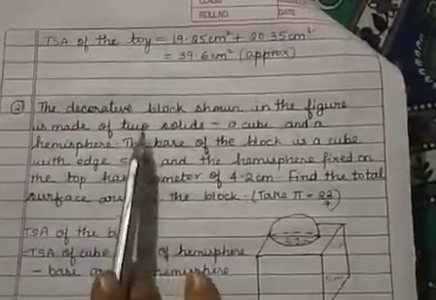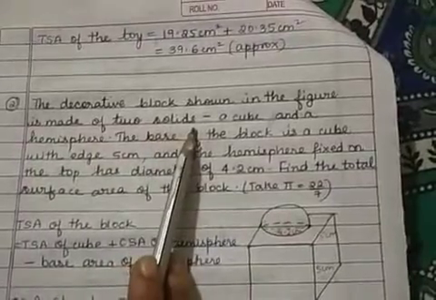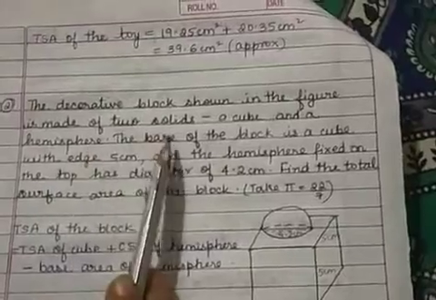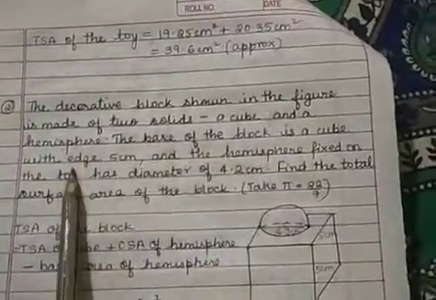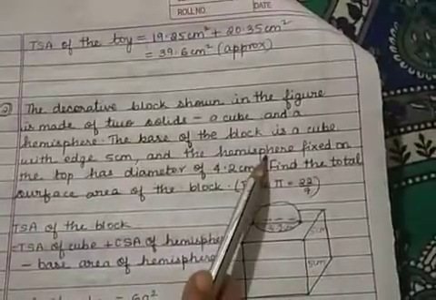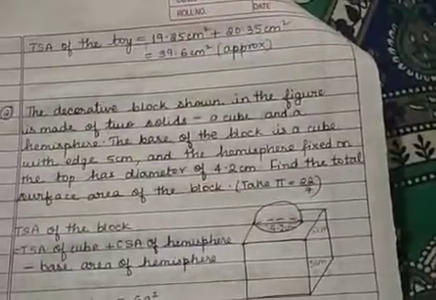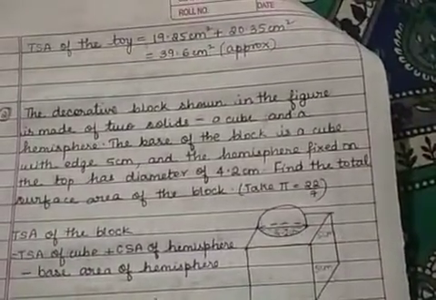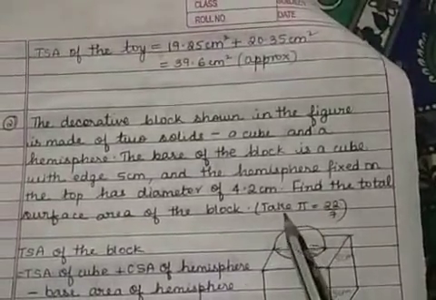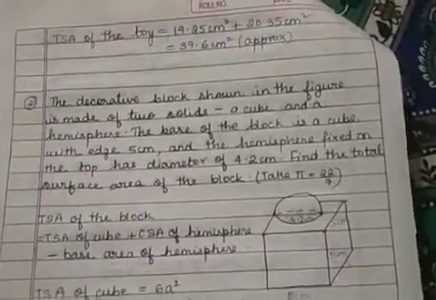The decorative block shown in the figure is made of two solids, a cube and a hemisphere. The base of the block is a cube with edge 5 centimeters, and the hemisphere fixed on the top has diameter of 4.2 centimeters. Find the total surface area of the block, and it is said to take pi as 22 upon 7. Okay.